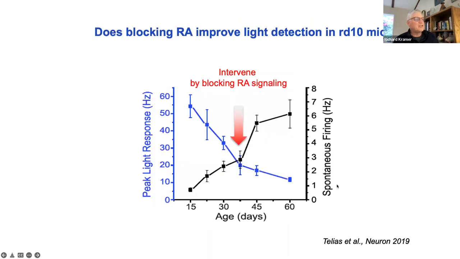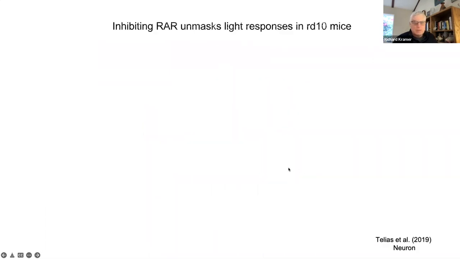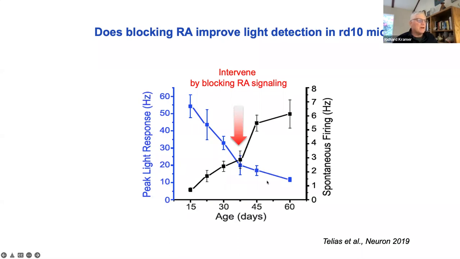And that's shown here. Here's the light response in blue, diminishing over time. And here is the spontaneous firing of ganglion cells rising over time. And so there's a time period where the retina still has photoreceptors, can still generate a light response, but it's already becoming quite hyperactive. And so what if we intervene in retinoic acid signaling right then? You might think that the hyperactivity, if it's obscuring any light responses, maybe the retina would be better at detecting responses to light. Maybe the animal behaviorally would have better vision as well.